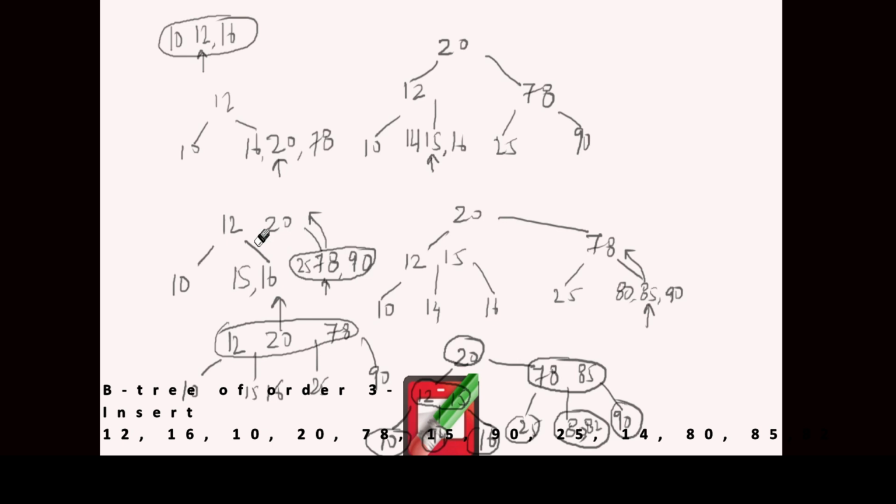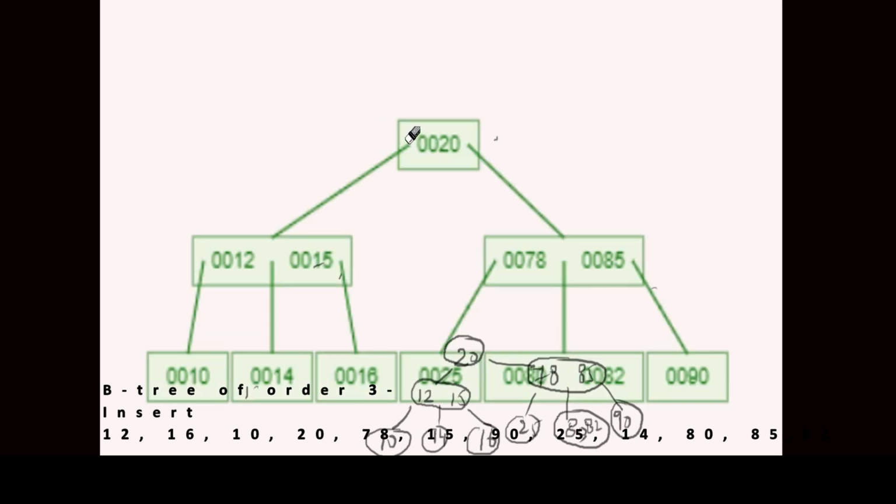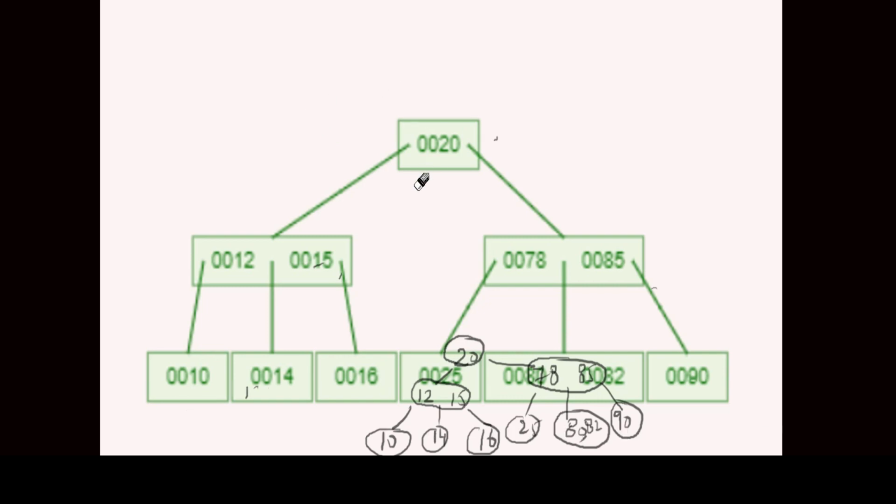So let us clean this area. Just have a look at all the steps that we have gone through in a clear graphical format. Let me show it to you. So this is the final tree that we are getting. So 20 will be at the root, and then we have 12, 15 will be the internal node, 78, 85, and then we have something like this structure. So this is how we are inserting the nodes in a B tree of the given order.